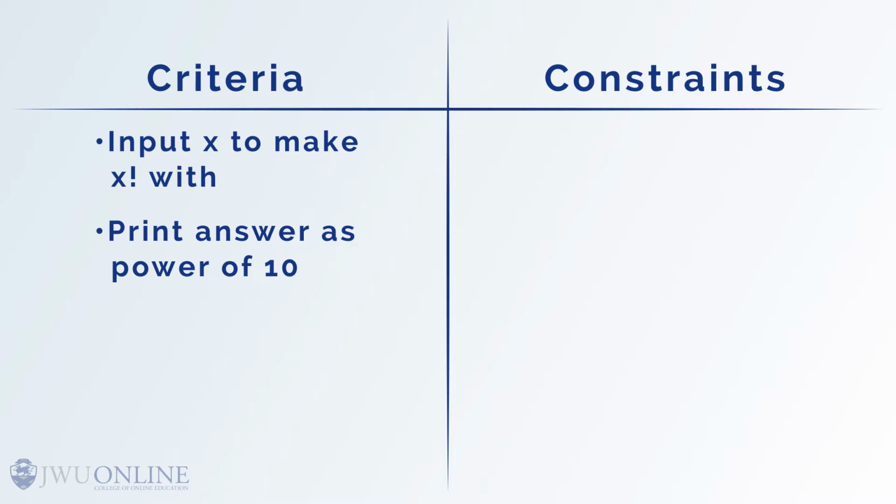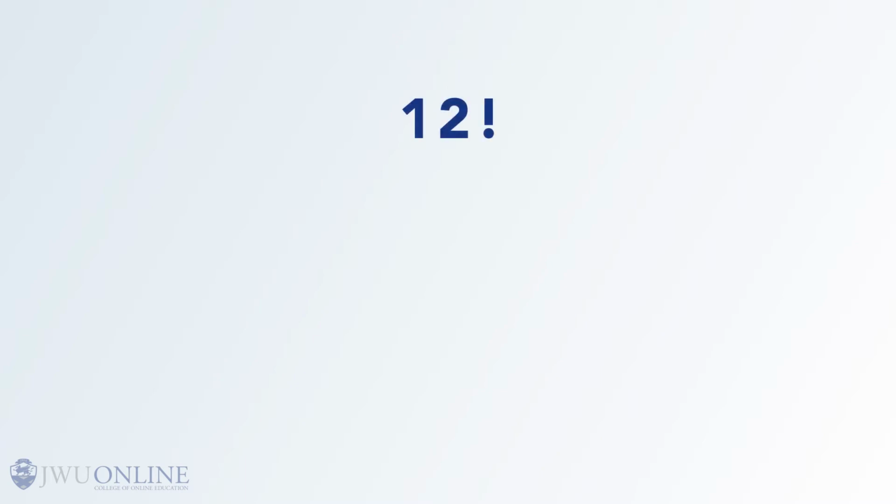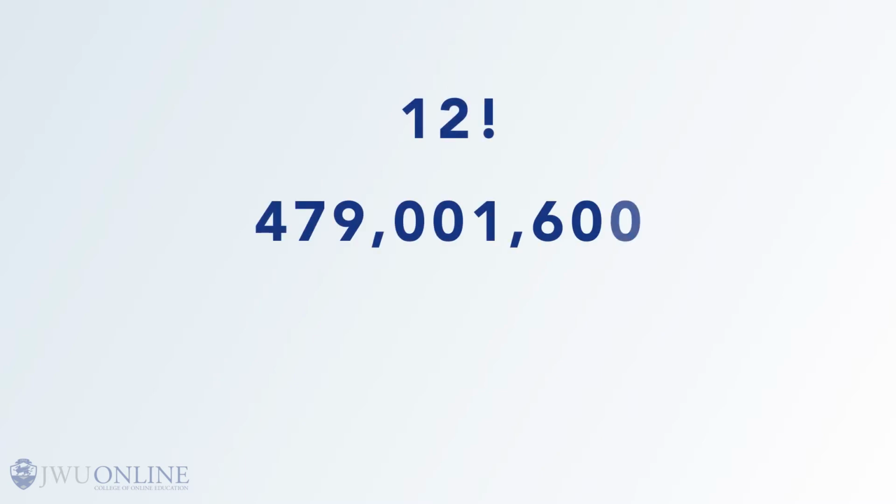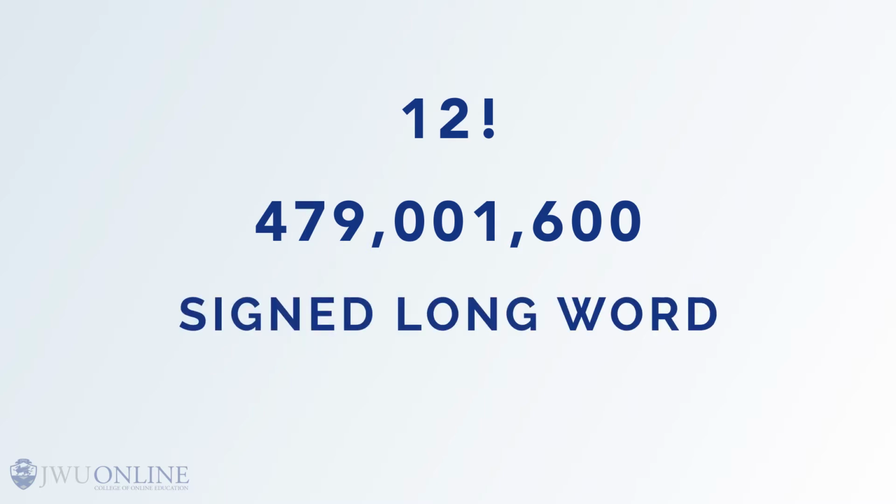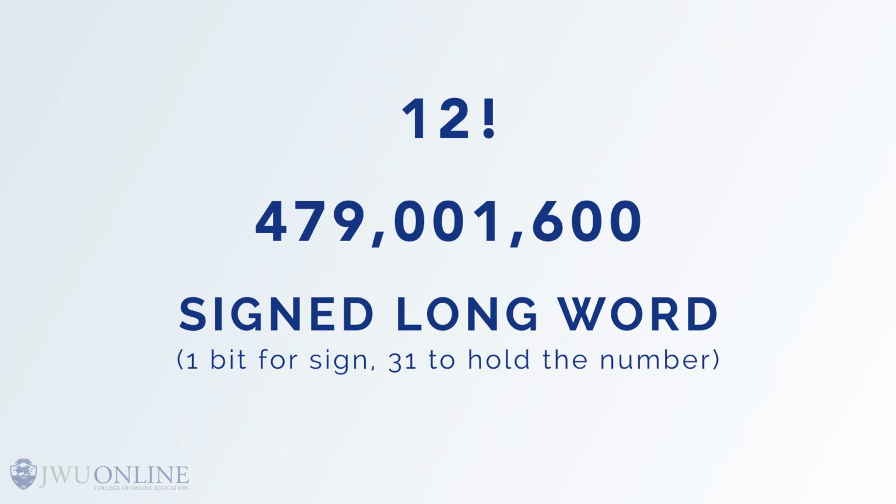How about some constraints? Well, the first one is that you will see through experimentation, our factorial program has a very large answer to deal with. For example, 12 factorial is 479,001,600. Why is that so interesting, you might ask? Well, that is the largest factorial that fits in a signed long word, meaning one bit holds the sign, positive or negative, and the other 31 bits hold the answer, the number itself.